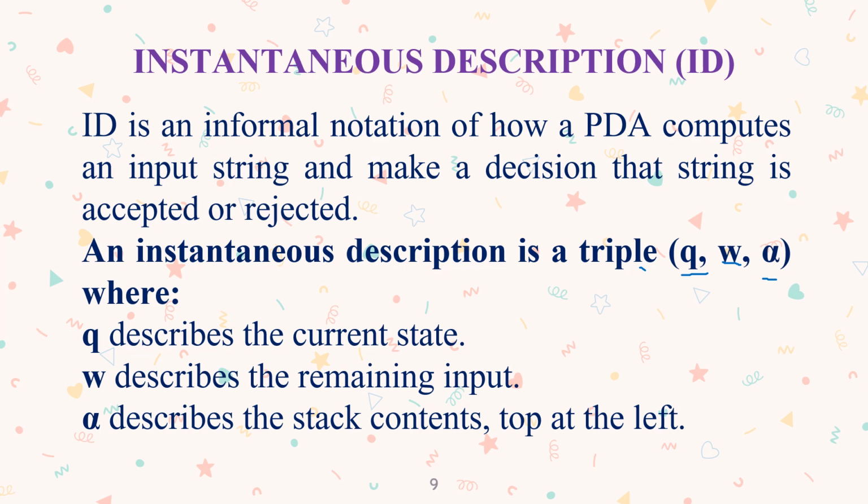Instantaneous description, ID. ID is a formal notation of how a PDA computes an input string and makes a decision that the string is accepted or rejected. So by using this ID, we can conclude whether the PDA accepts or rejects. An instantaneous description is a triple (Q, W, alpha), where Q describes the current state, W is the remaining input string, and alpha is the stack contents, with the top at the left.